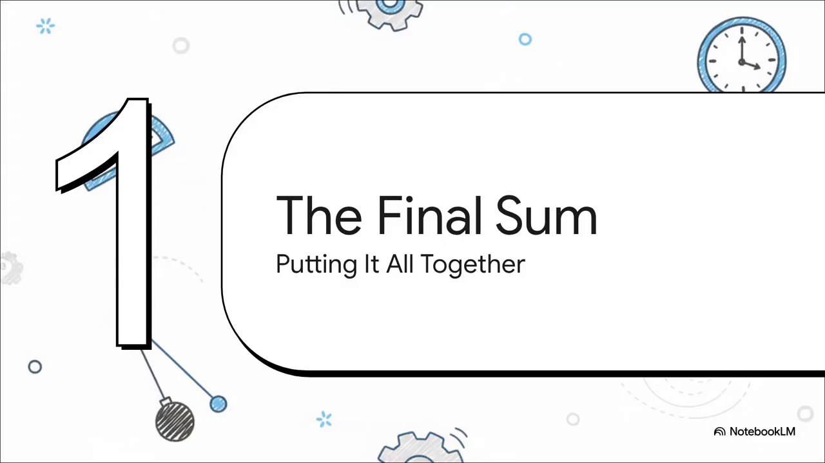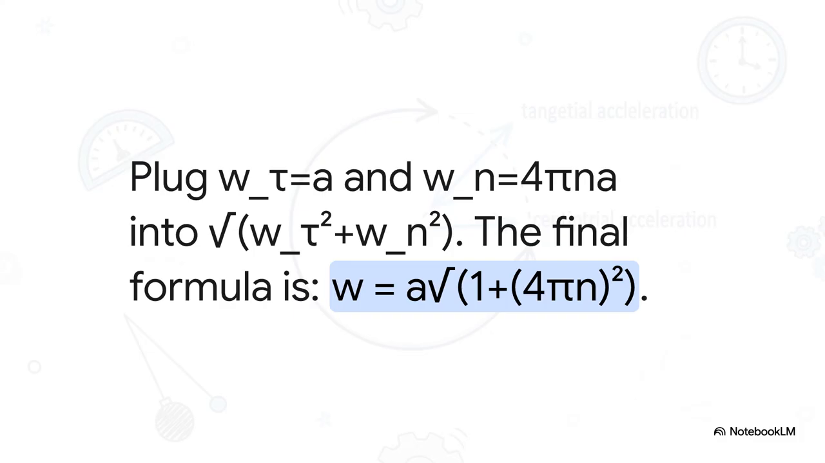And there we go. That was the hard part. We have our tangential component, and now we have our normal component. We are on the home stretch now. All we have to do is put them back together. So let's go back to our Pythagorean theorem. The total acceleration w is the square root of the tangential part squared plus the normal part squared. We plug in a for the tangential part and our new expression, 4 pi n a, for the normal part.